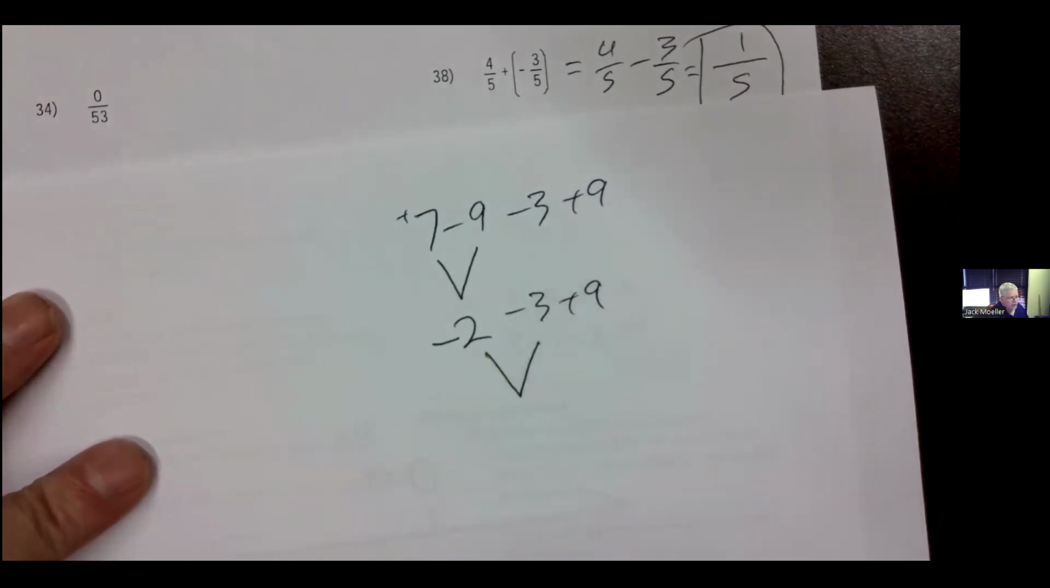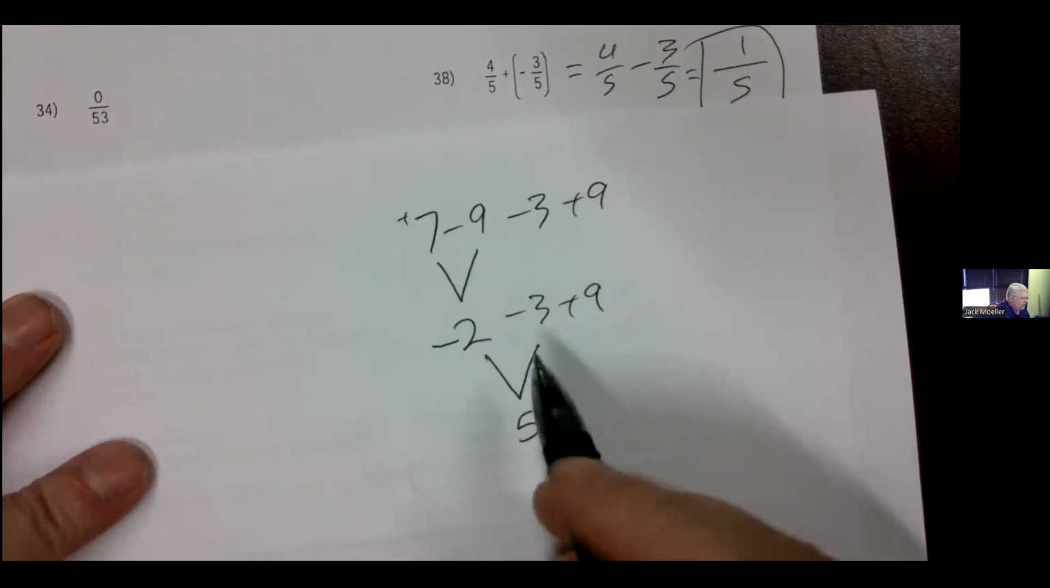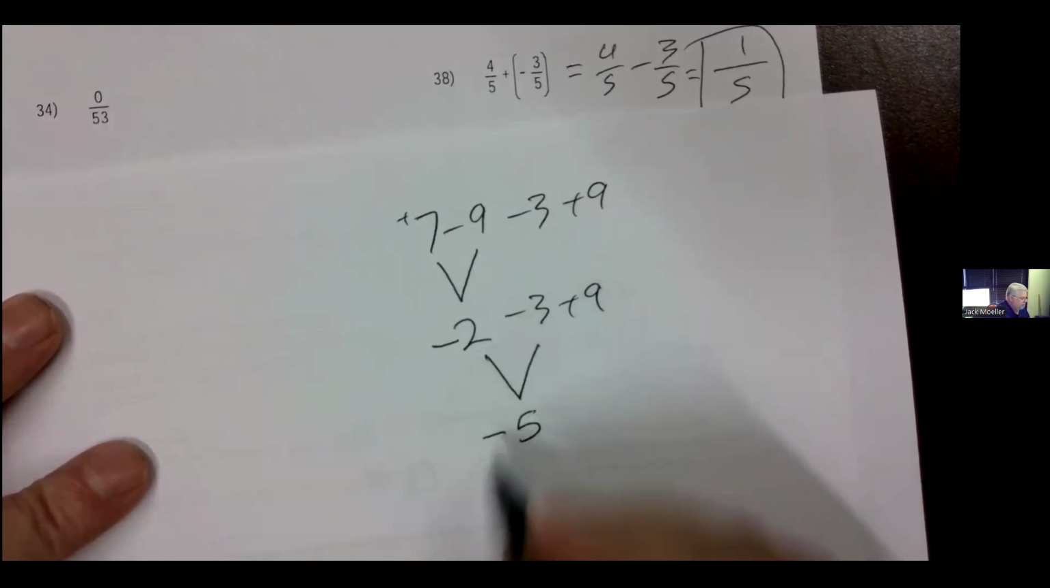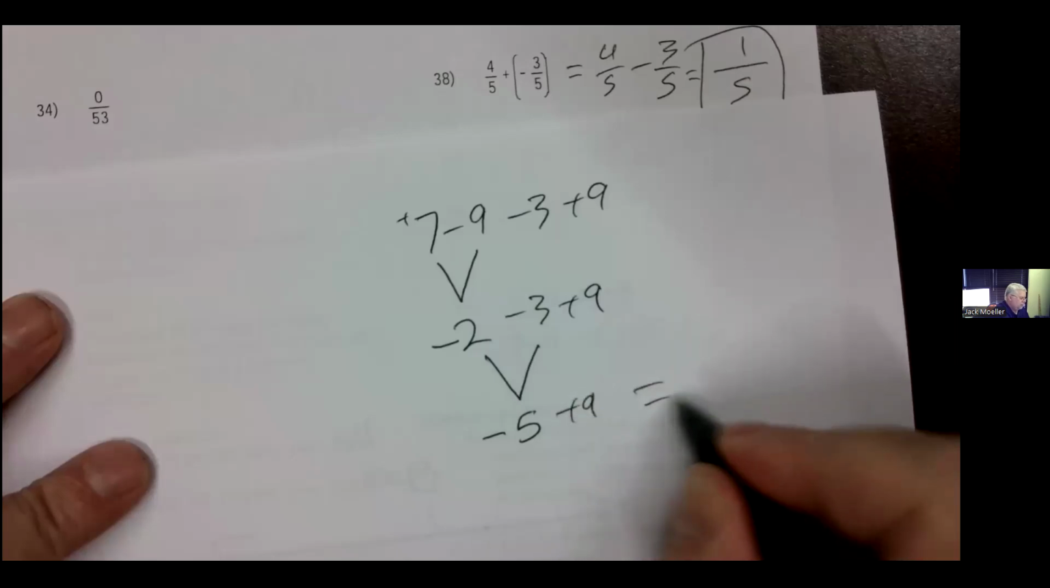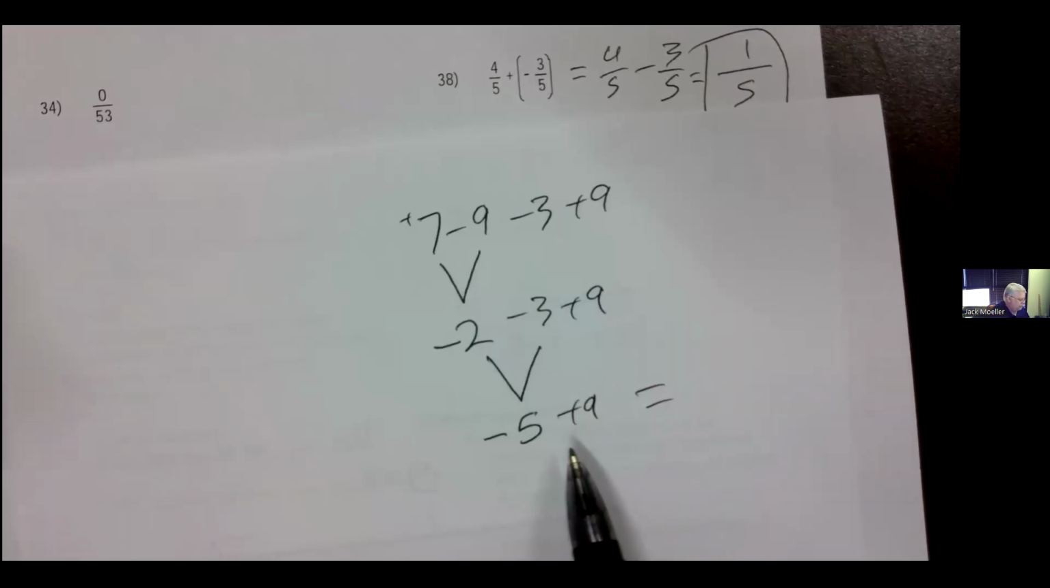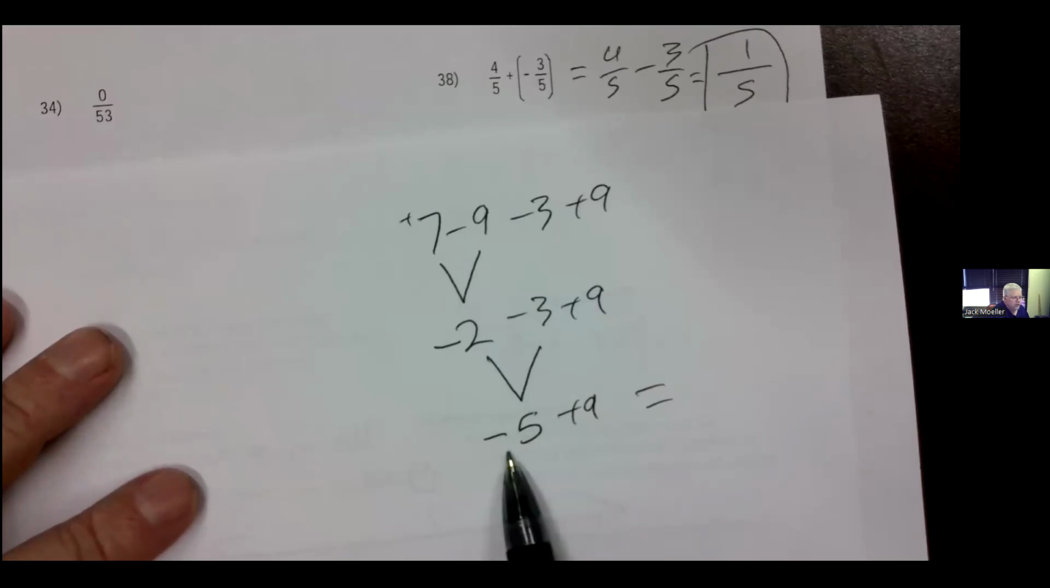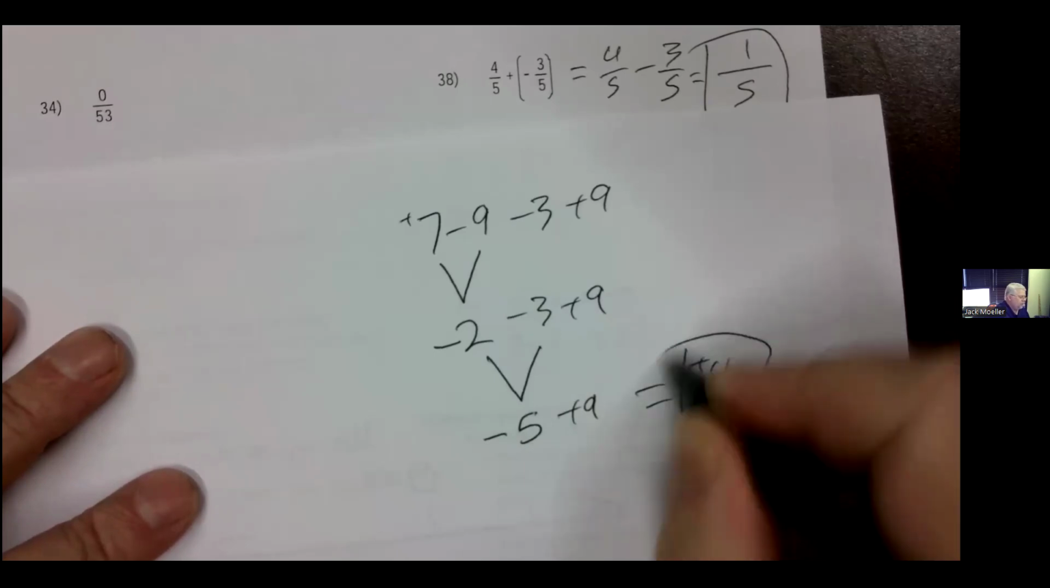So minus 2, minus 3, they're both negative, so we're adding. It's going to be 5. Bigger number is negative. That's a negative 5. Bring down your 9. And now, we're back to the same thing. Signs are different, so we're subtracting. So that's going to be 4. Bigger number is positive, so our answer will be positive 4.